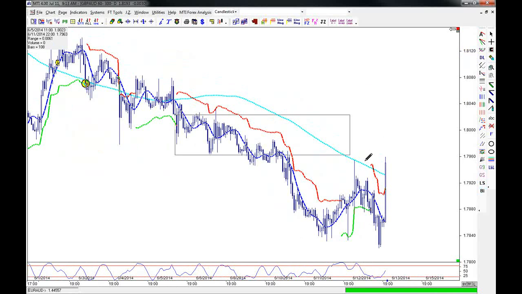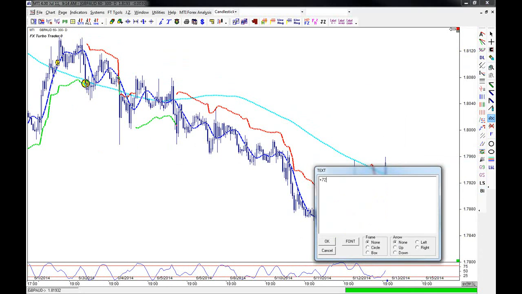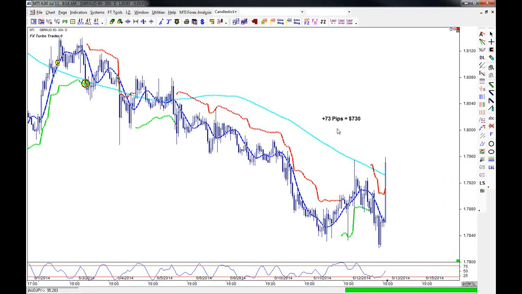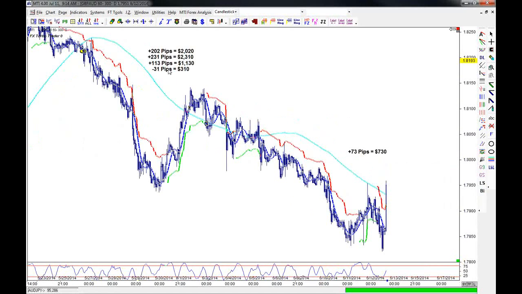So we got into the market, and we got out of the market right here. How many pips is that? 73 pips. So we're up 73 pips, or 730 US dollars. All right, so let's go ahead. I want to just keep this all together.